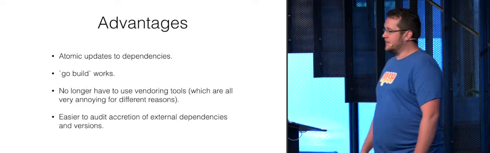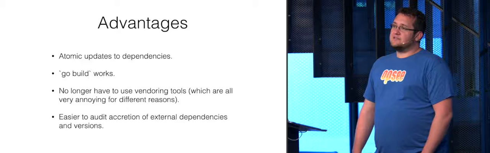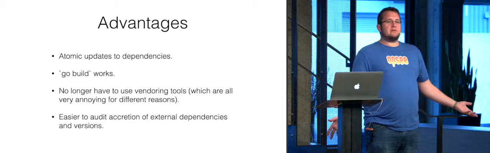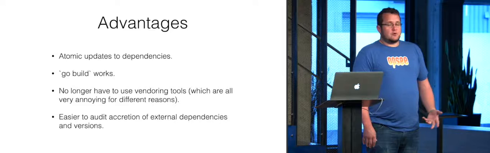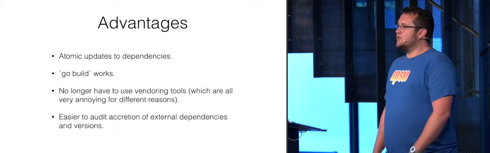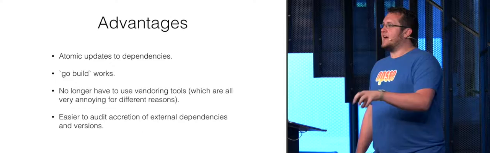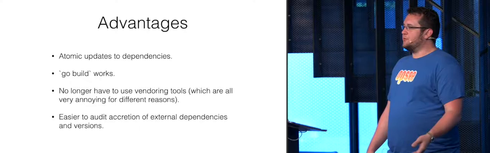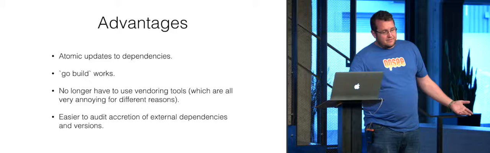We no longer have to use vendoring tools, which I am really thrilled about, because every time we update something like GoVendor or GB, we end up having backward compatibility problems, and maybe this is something you've run into as well in working with vendor tools. So that's a thing that I don't really want to have to do anymore. And it's really easy to audit the accretion of external dependencies. One of the things that ends up happening is, as we progress as developers, we learn about new tools that solve problems that we've had before, and so we add that as another dependency for another service, instead of continuing to build or contribute to an external dependency that we have already developed expertise in. So that's an excellent thing too.